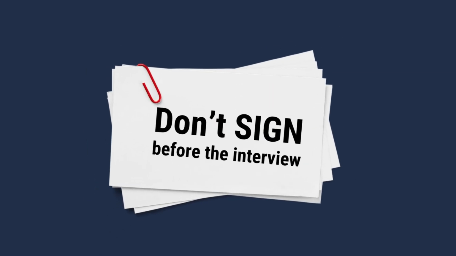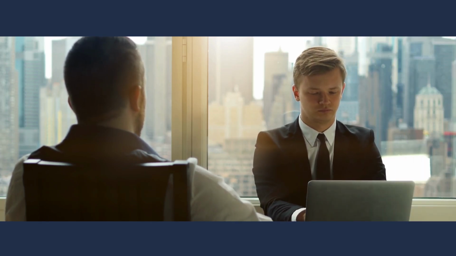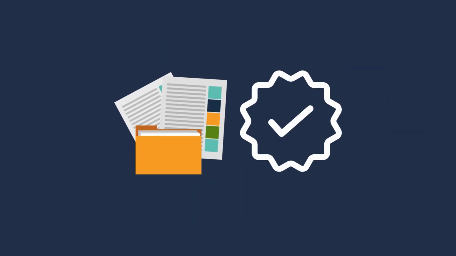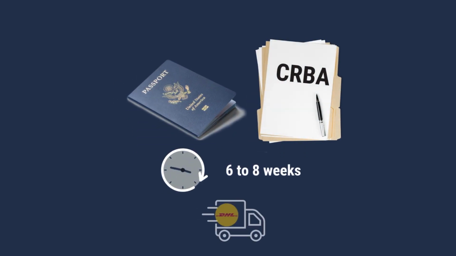Your translator should come with you to the interview room, but any other adults beside the parents should not come to the embassy. At the start of the interview, you will take an oath and sign the CRBA and/or passport applications. Remember, don't sign the applications before the interview. An American officer will ask you a series of questions about the documents you have submitted and your relationship with the child. If your application is approved, you will receive the CRBA and passport in 6 to 8 weeks through DHL.